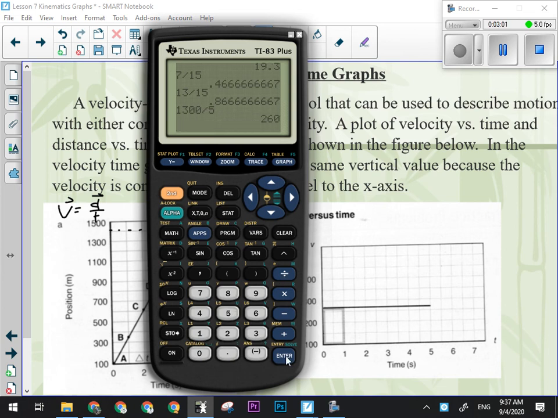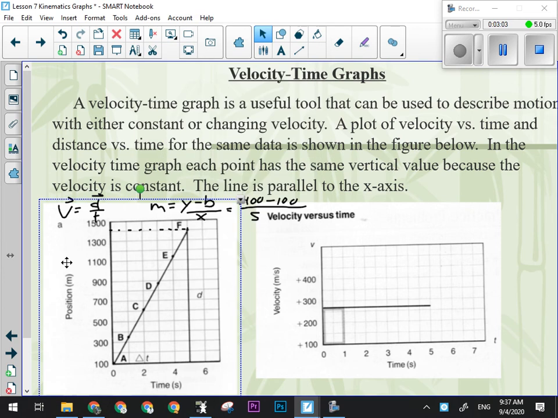Okay, so this graph is showing an object traveling at a constant velocity of 260 meters per second forward. This is showing an object traveling at a constant velocity of 260 meters per second forward. Okay, they're showing exactly the same thing. Everybody okay with that? Okay.